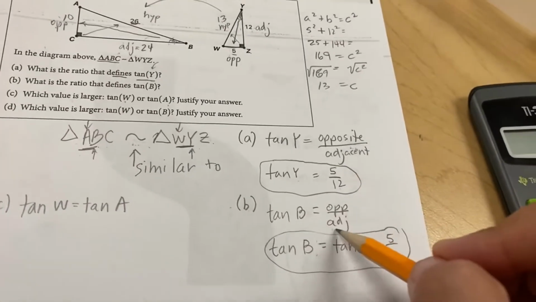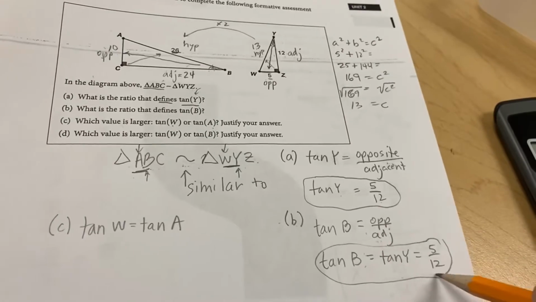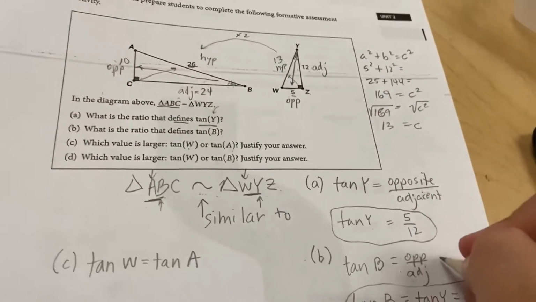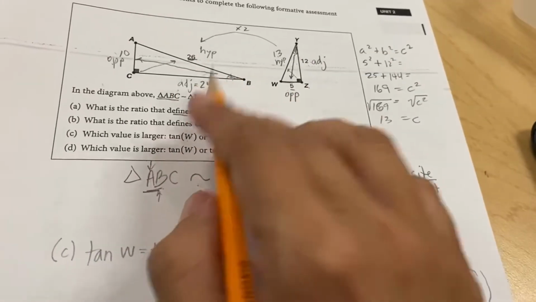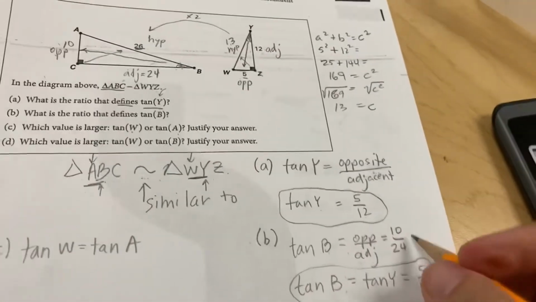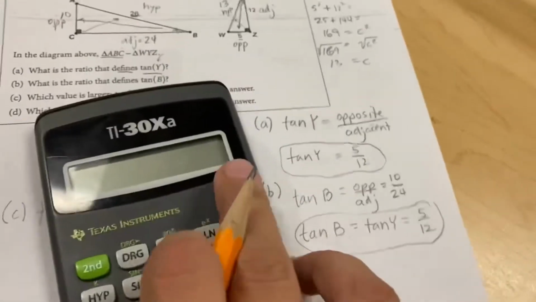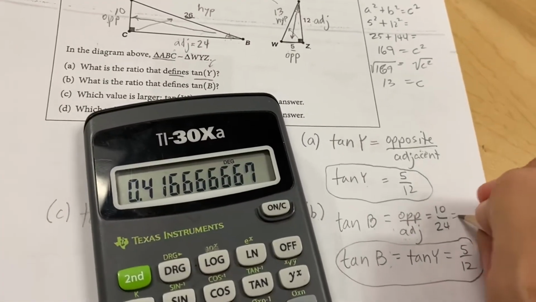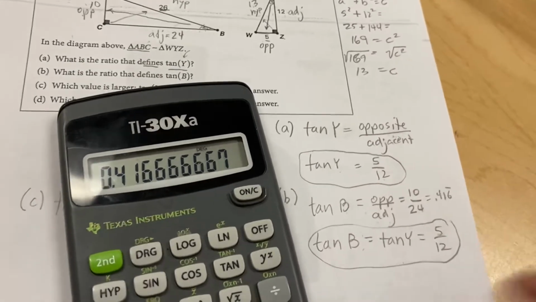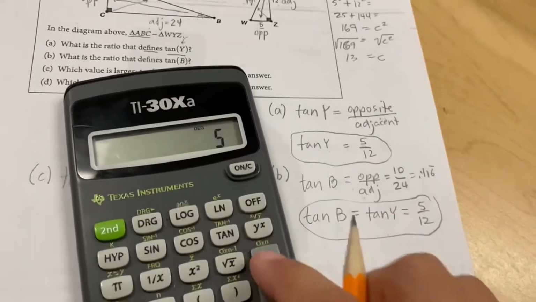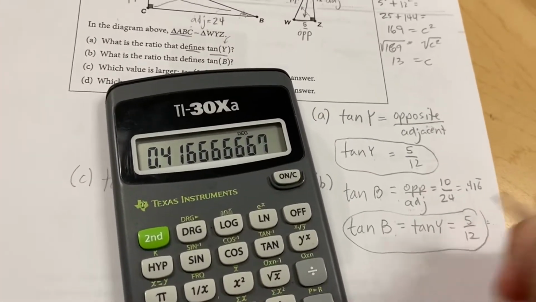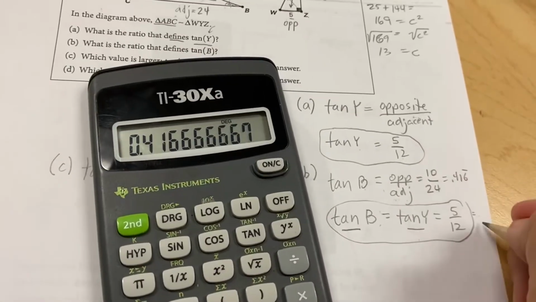So if we go back in our math, we say to ourselves, oh, that's why the tangent of b was the same, because the tangent of b is opposite, 10, over adjacent, 24. And those are actually the same. We could verify that in a calculator. 10 divided by 24 is the decimal, 0.416 repeating. And 5 divided by 12 is the same decimal. So notice it does make sense that they are equal.